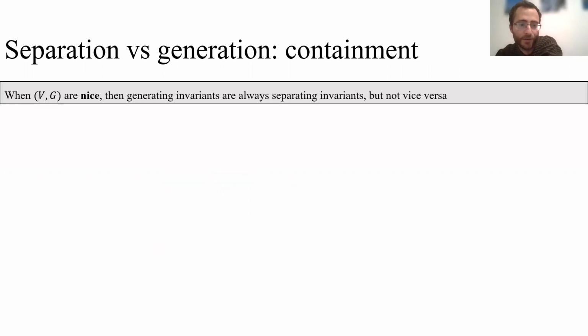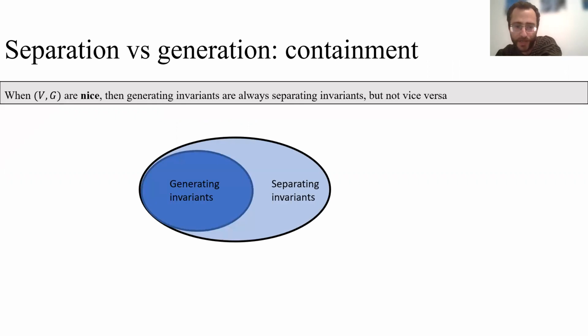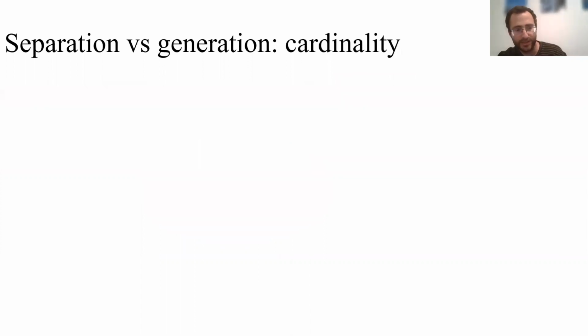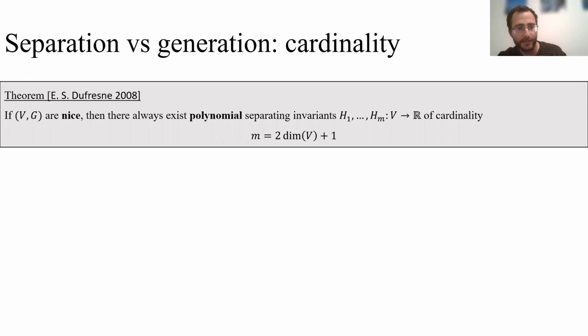Another small point is that the generating invariants are, under our conditions, separating. There are more separating invariants than generating, so hopefully maybe we can do better. And the most important thing, though, is that while the number of generators can be very large, the number of separating invariants we can control rather well. The number of separating invariants needed is always at most twice the dimension of our vector space plus 1. So that's a general theorem.